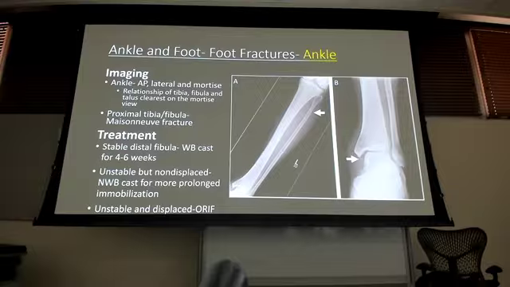There is a Weber criteria, which categorizes it as A, B, C. Weber A is below the syndesmosis; that's normally a stable distal fibula fracture, and we can treat it with a weight-bearing cast. Weber B is at the syndesmosis level, so it may be stable or unstable, and we have to assess that medial side. Weber C is above the syndesmosis, and we consider those unstable, so they'll almost always get an operative repair, but you all need to know that.